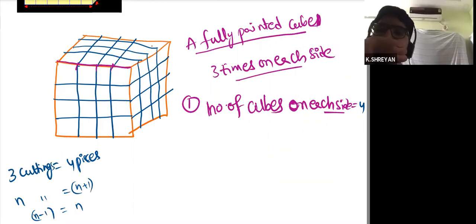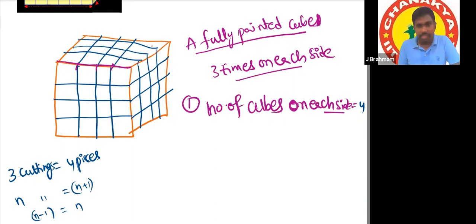Many people will get confused with this terminology, number of cuttings or number of pieces. We should be very clear with that. Here the diagram is given, that's why it is okay, but sometimes he will not give the diagram.